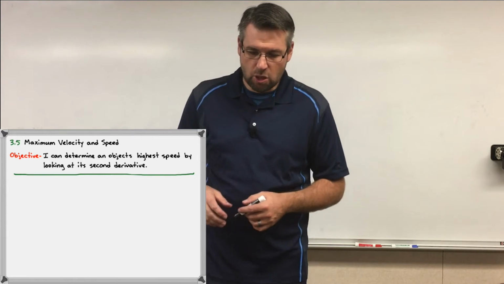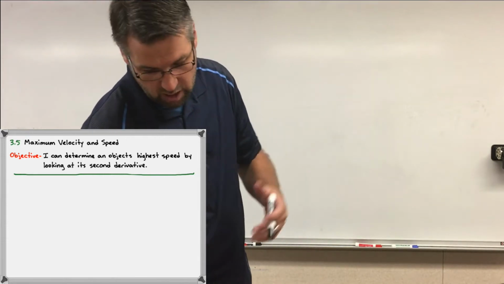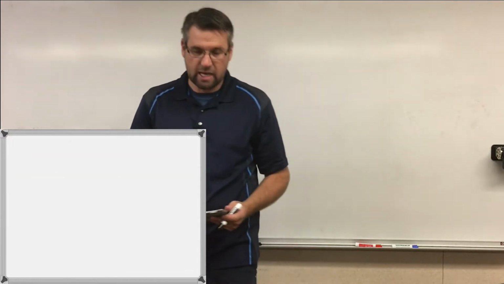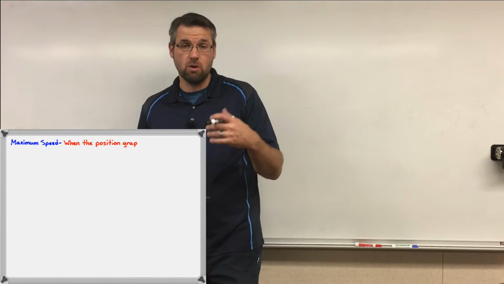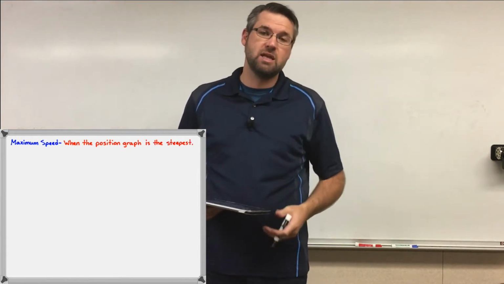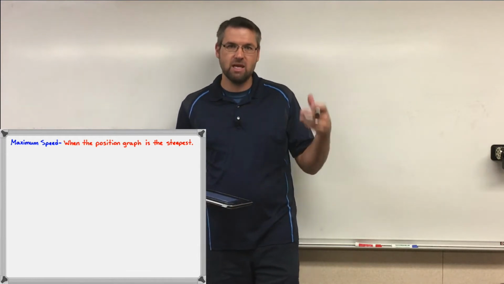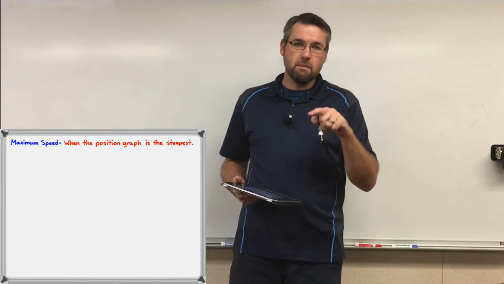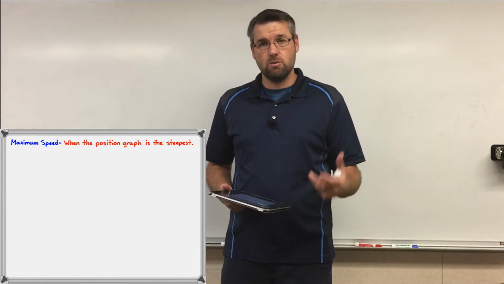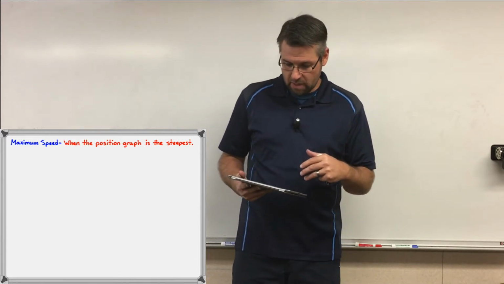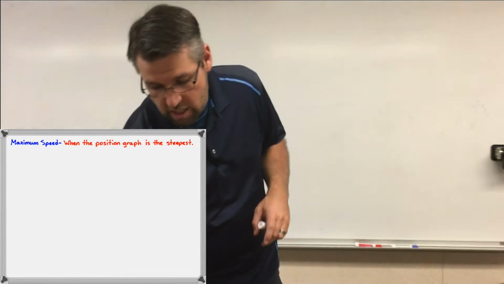Okay, so I can determine an object's highest speed and highest velocity by looking at its second derivative. Okay, so first of all, maximum speed. Well, I mean, obviously we understand that intuitively. What is maximum speed? It's when I am moving the fastest. But remember that speed is the absolute value of velocity, right? So what are we looking for on a graph? Well, it depends which graph we're talking about.